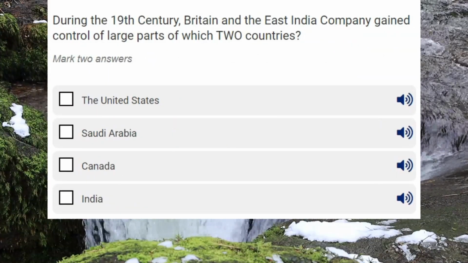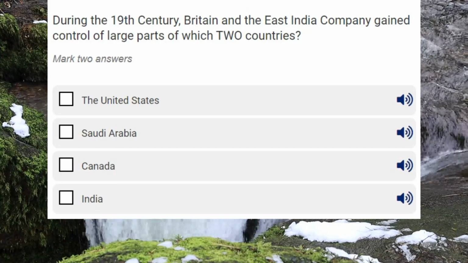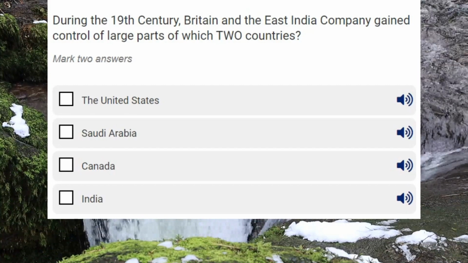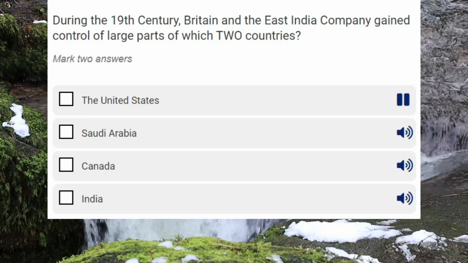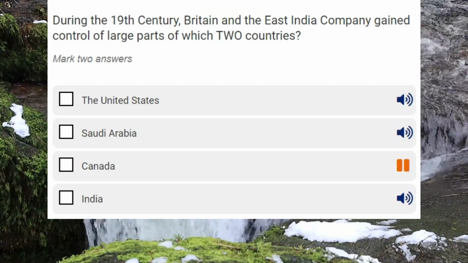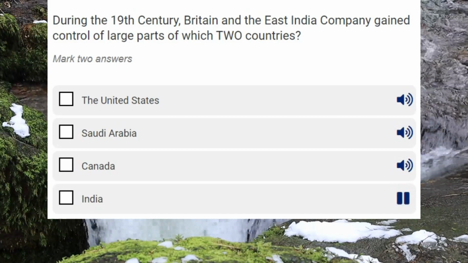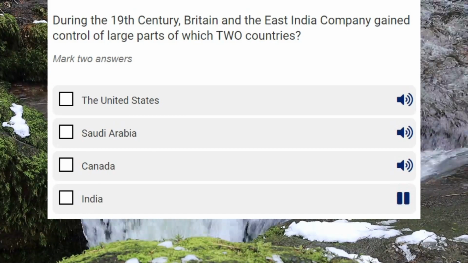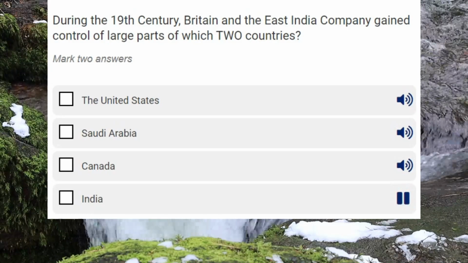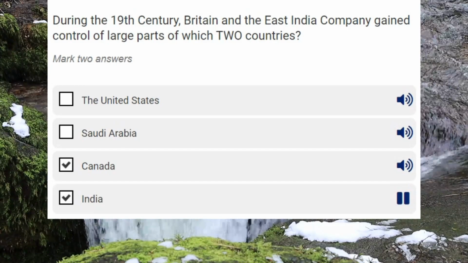During the 19th century, Britain and the East India Company gained control of large parts of which two countries? The United States, Saudi Arabia, Canada, India. The correct answers are Canada and India.